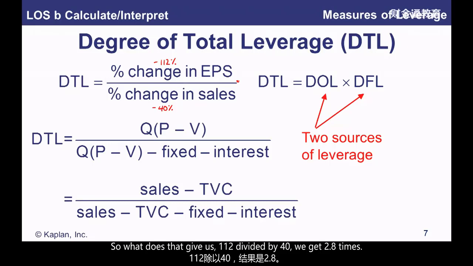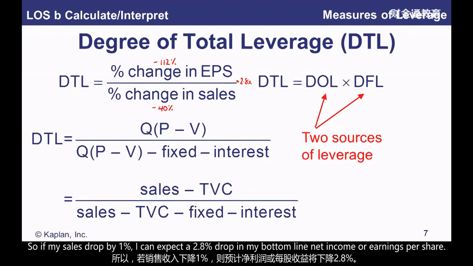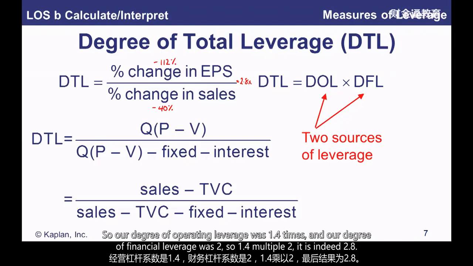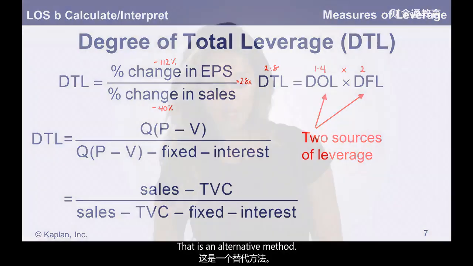So what does that give us? 112 divided by 40, we get 2.8 times. So if my sales drop by 1%, I can expect a 2.8% drop in my bottom line net income or earnings per share. Now, alternatively, if I know my degree of operating leverage and I know my degree of financial leverage, then I can just multiply the two together to get the degree of total leverage. So our degree of operating leverage was 1.4 times. And our degree of financial leverage was 2, wasn't it? So 1.4 times 2 is indeed 2.8. So that's an alternative method.